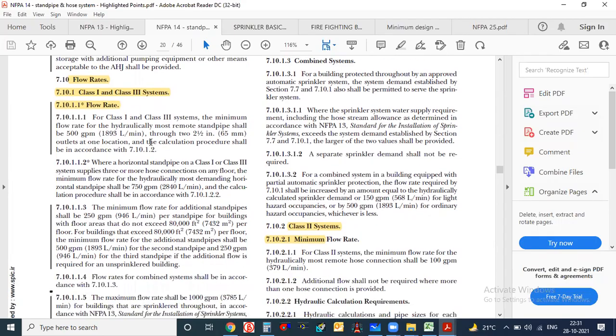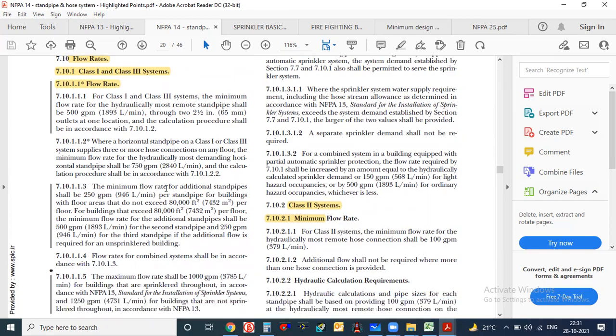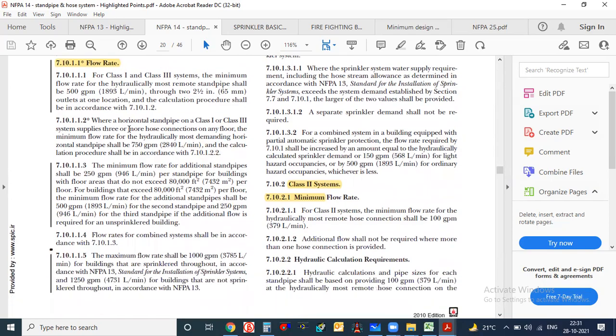And here they have given some points. Where a horizontal standpipe on a class 1 or class 3 supplies 3 or more hose connections, the minimum flow rate for the hydraulically most demanding shall be 750 GPM, and the calculation procedure shall be according to some point. What is the difference between the 500 GPM and the 750 GPM? The difference is that here they have mentioned 3, and here they have mentioned 2. If you divide by 2, you will get 250. If you divide by 3, you will get 250.